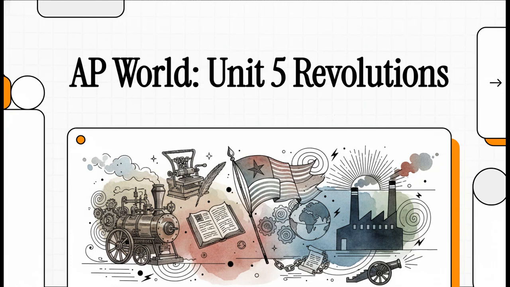Okay, so today we're tackling a hugely important unit for your AP exam. Unit 5, the Age of Revolutions. From 1750 to 1900, the world was just completely turned upside down by new ideas, new machines, and new nations. These are the changes that directly created the very world you and I are living in right now. So let's jump right in.